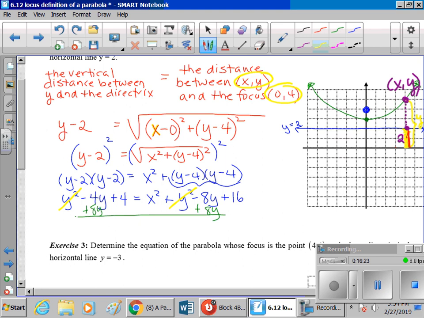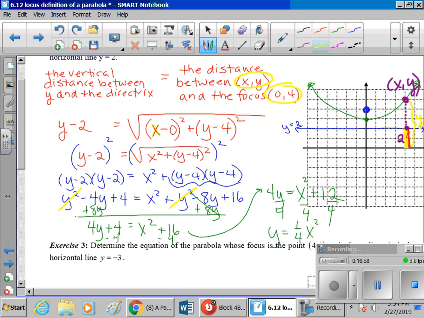And I get 4y plus 4 is equal to x squared, these canceled, plus 16. I'm kind of running out of room a little bit here. So why don't we just bring the 4 over, subtract 4 from both sides. I'm going to bring it up here. And I'm going to get 4y is equal to x squared plus 12. And simply divide both sides by 4. Divide everything by 4. And my final answer is y equals 1/4 x squared plus 3.